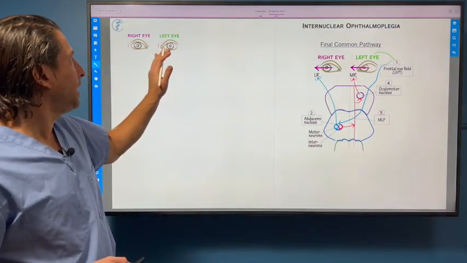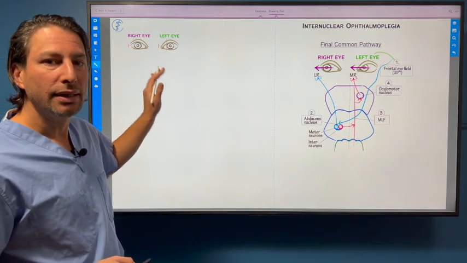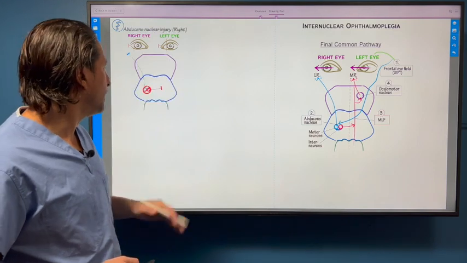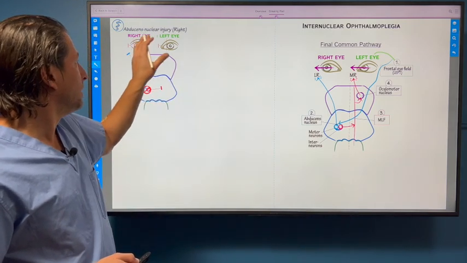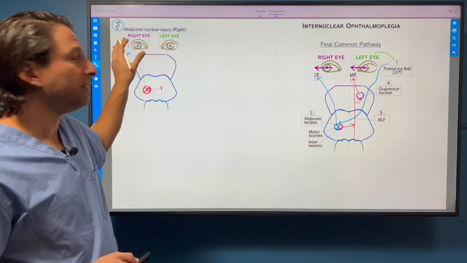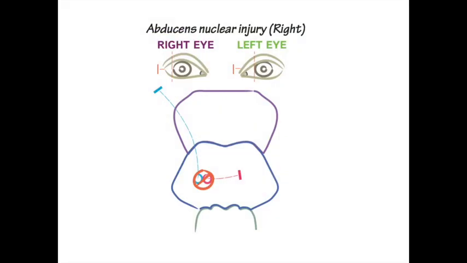So first, what happens if the eyes are unable to deviate to one side? Well, where could the lesion be there? Well, in an oculomotor nucleus. On the right, for instance, the eyes would be unable to deviate to the right. And that's because both the motor neurons and the interneurons are affected.